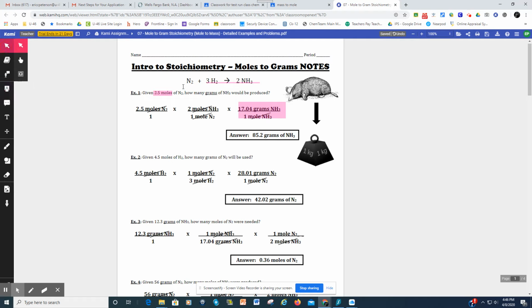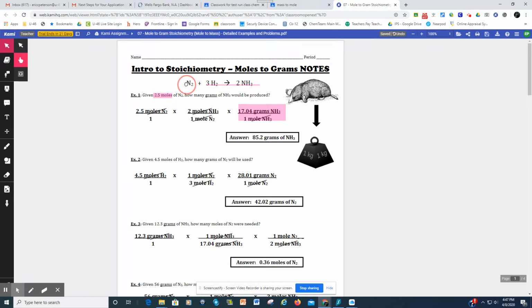So we're talking about moles of this one and moles of that one. We want moles of this and moles of that. So I take the number from here, and we're putting it here. And then we're going to go moles.